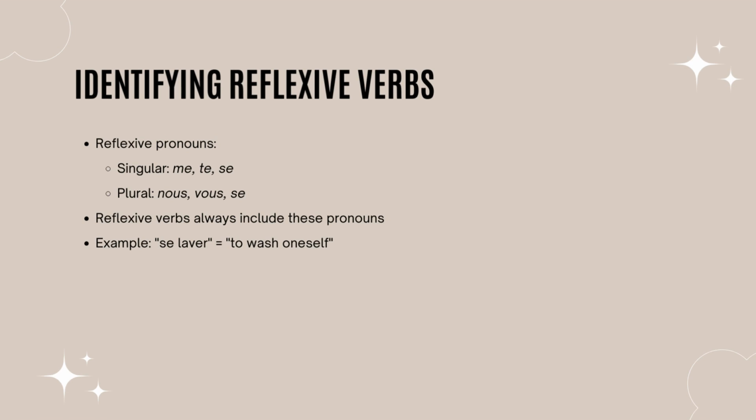Identifying reflexive verbs. You can easily identify reflexive verbs by looking for reflexive pronouns like me, te, se, nous, vous, and se. The first three, me, te, and se, are for the singular, and nous, vous, and se are for the plural. These pronouns are placed directly before the verb they modify. And notice how the pronoun for the third person plural is the same as in the third person singular, se.